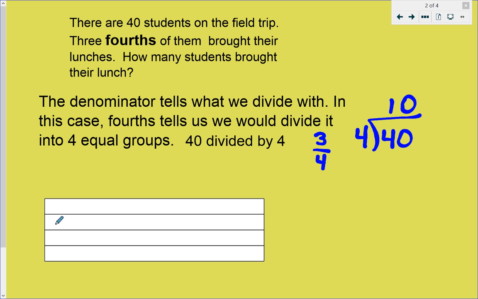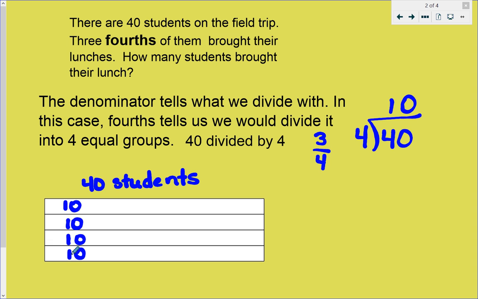So what we want to do, and this is what I want to see on your work, is a 10 there, a 10 there, a 10 there, and a 10 there, because 40 divided by 4 is 10. And if I add it up, it should equal 40 students. So I have 40 students, 10, 20, 30, 40.